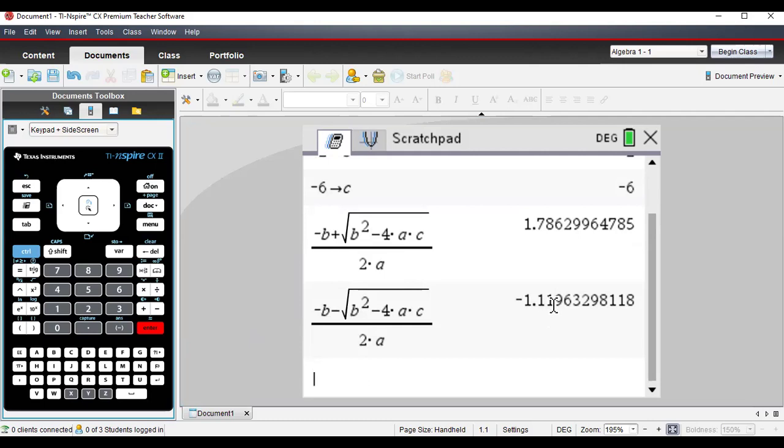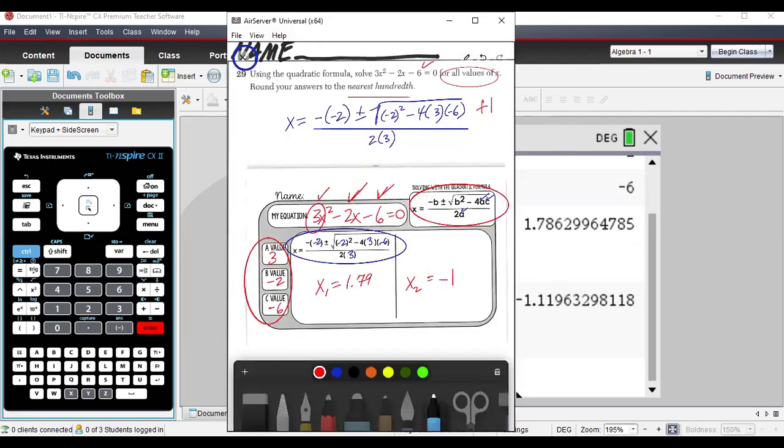Again, this 1 right here is in the hundredths place. Look to the right, we got a 9, so that's higher than 5. So we're going to give this number a shove. So it's going to be X2 equals -1.12. And here are our answers.